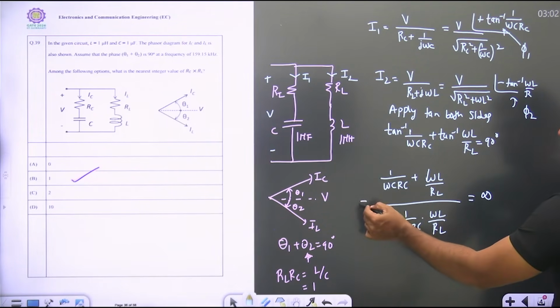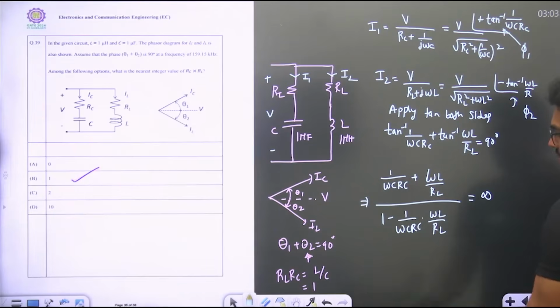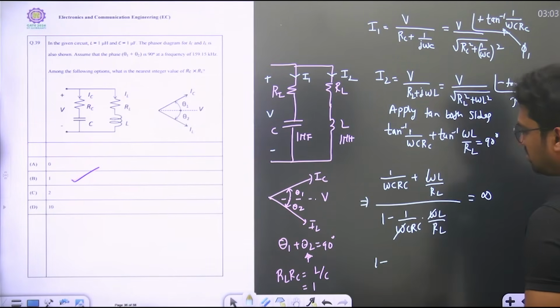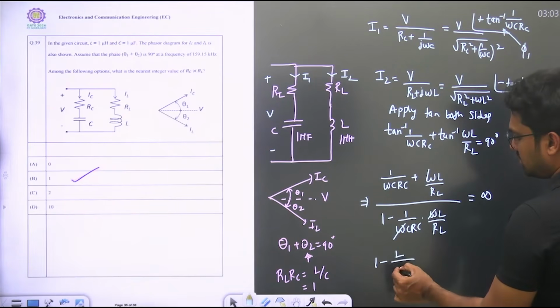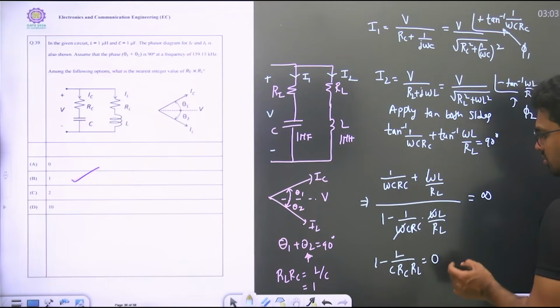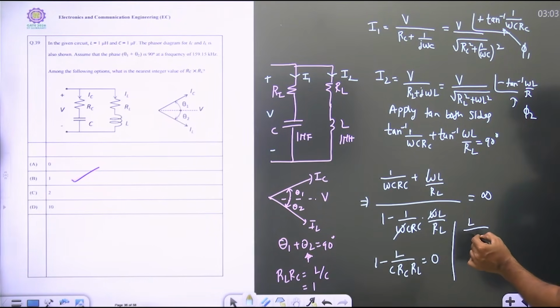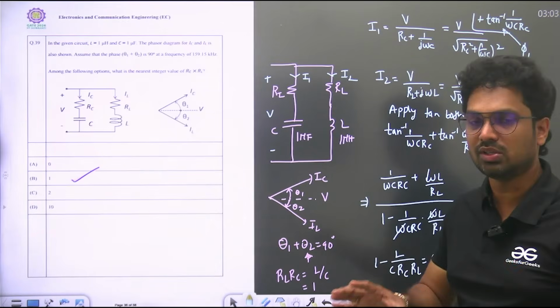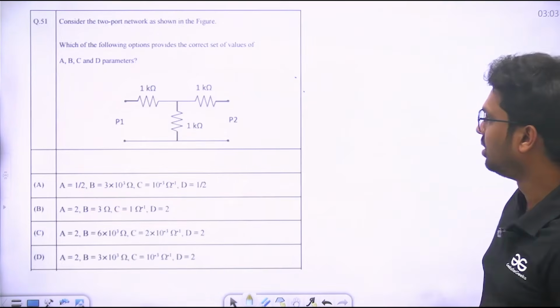ये infinity होने के लिए मुझको required condition क्या, what is the required condition for making it equal to infinity? Denominator must be equal to 0. So here omega, so 1 minus L by C RC into RL must be 0. So what is the required condition? L by C into RC into RL should be equal to 1. Or what about RC into RL? L by C, which is 1. Okay, that is what I have given here directly. For phase quadrature, 90 degrees means phase quadrature. Answer is B.